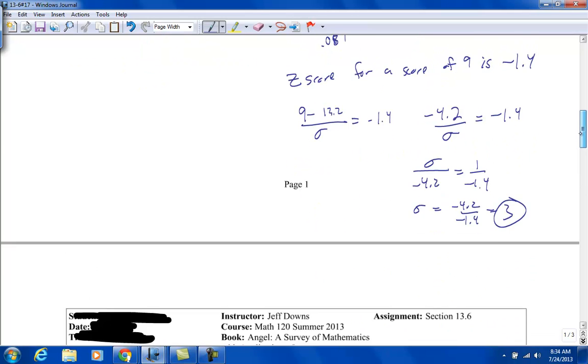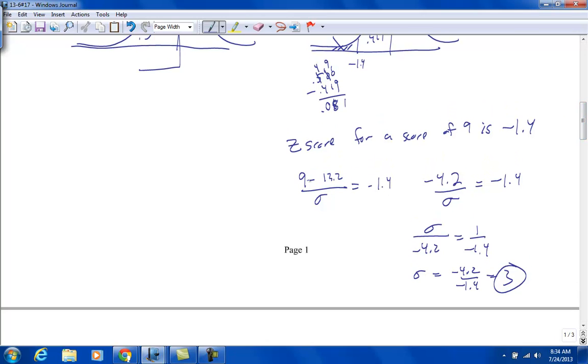So now I use that formula I have, which is the value minus the mean divided by the standard deviation is my z-score. So 9 minus 13.2 is negative 4.2, divided by sigma is negative 1.4. I flip both sides. Sigma over negative 4.2 is 1 over negative 1.4. Multiply both sides by negative 4.2. Sigma is negative 4.2 over negative 1.4. That is 3. So sigma is 3.